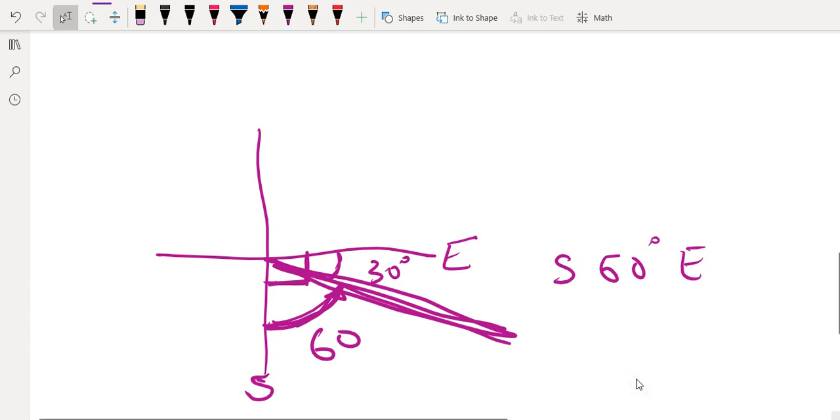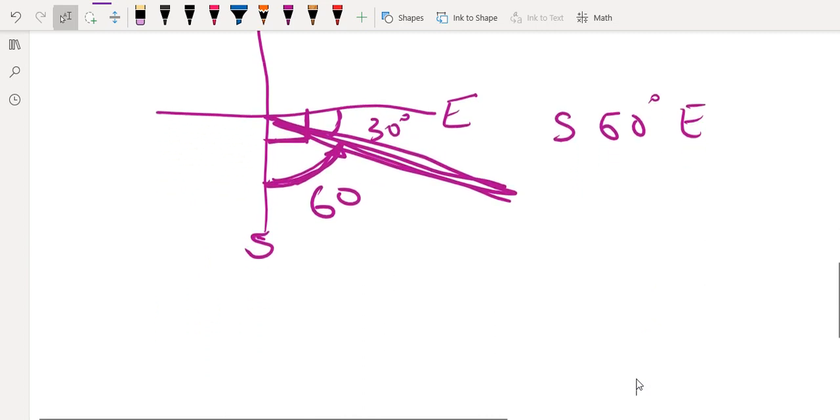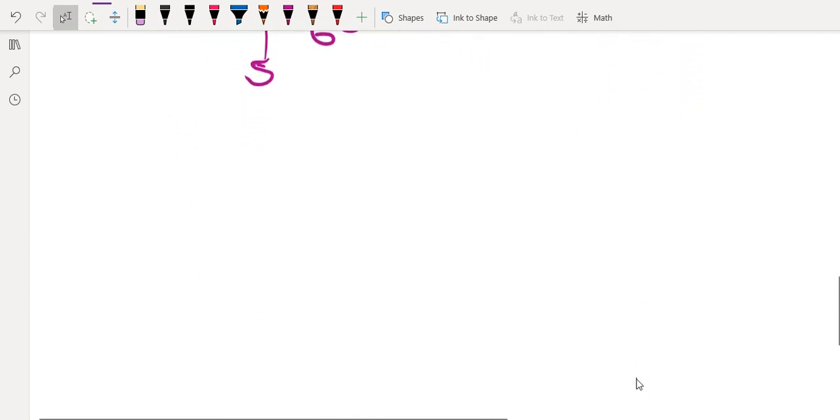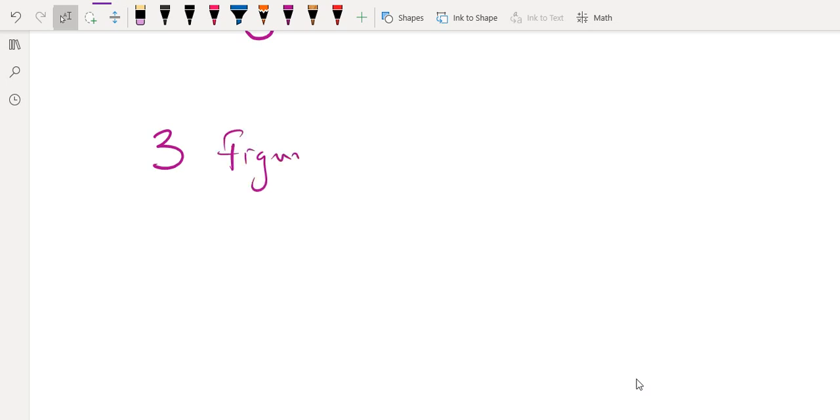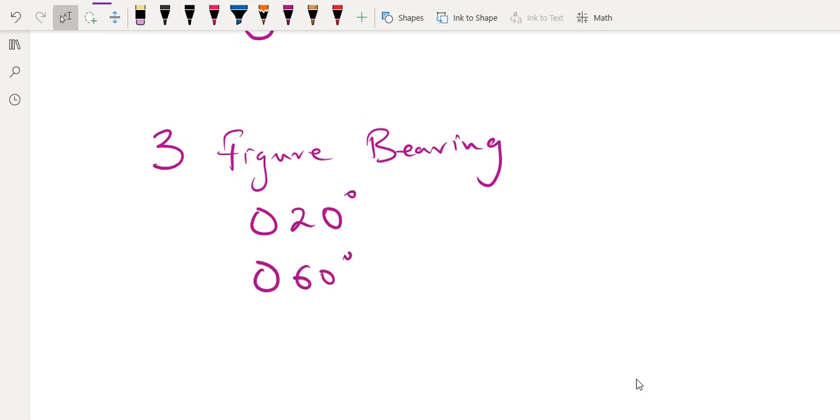Okay. So for cardinal bearing, also called compass bearing, you must have the cardinal points. Understood? Now for 3-figure bearing, you'll be having 3 figures like 020 degrees, 060 degrees, 150 degrees, 340 degrees.